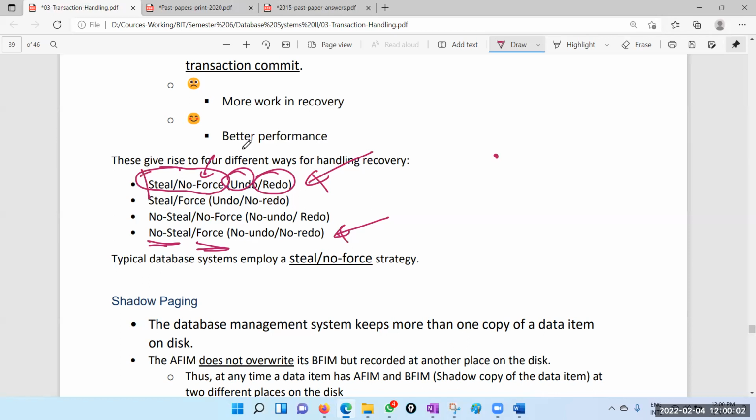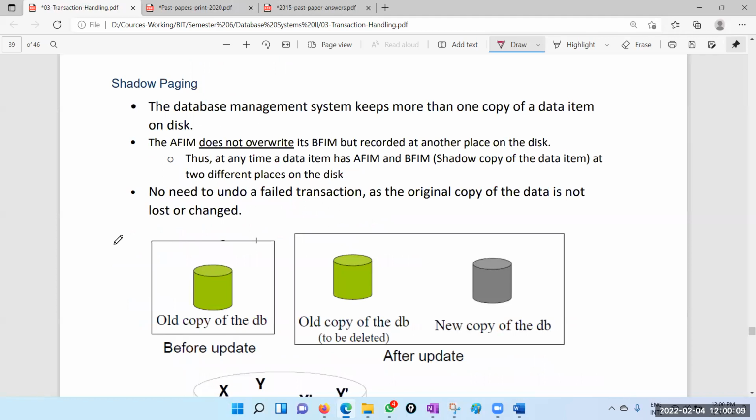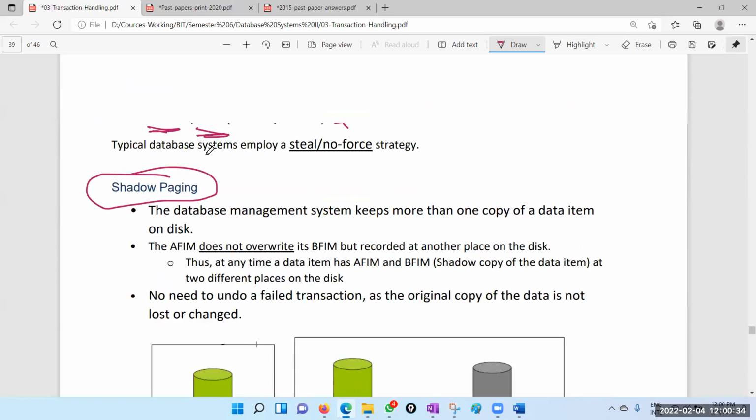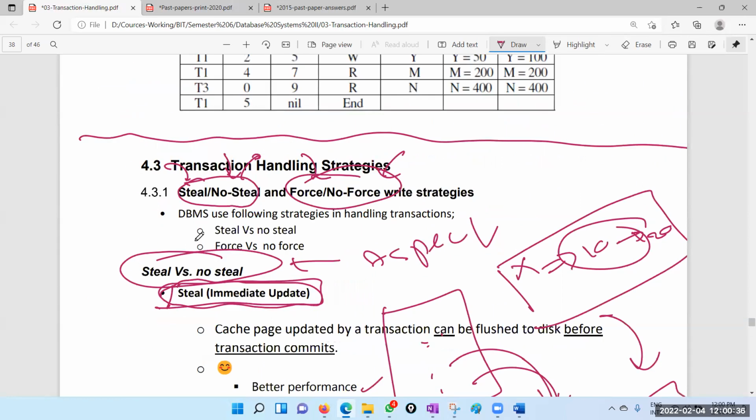But databases usually, for efficiency, go for steal, no force. Then there's another concept called shadow paging also. There you keep a copy of the same data twice, the old copy and the new copy. Its recovery is also faster because you always have a shadow. When one fails, we have the other. But that is just for your information in case they ask what is shadow paging. But we are interested in recoveries.